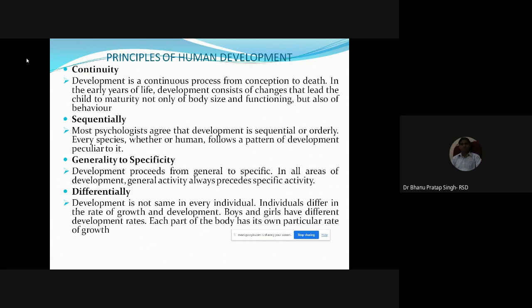And fourth is differentiality. Individual differences take place. We have discussed individual differences. So development is not the same in every individual.